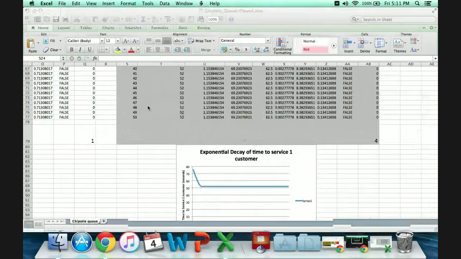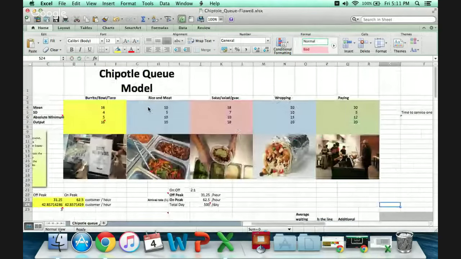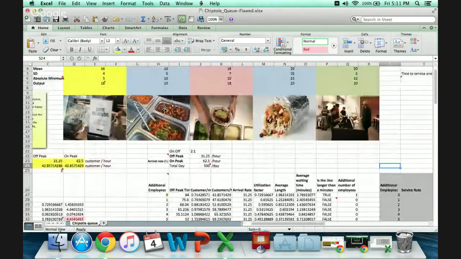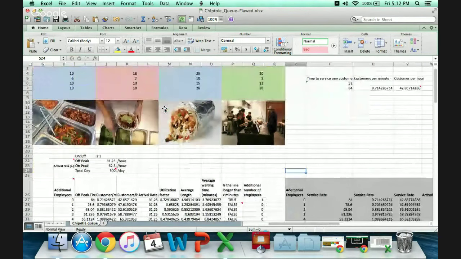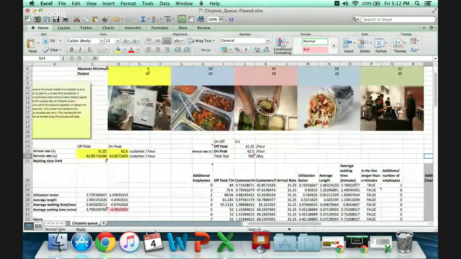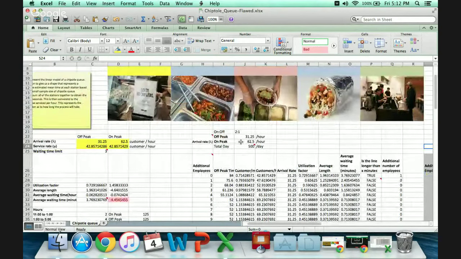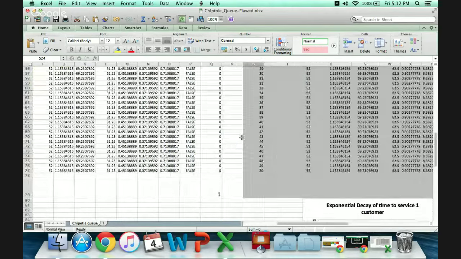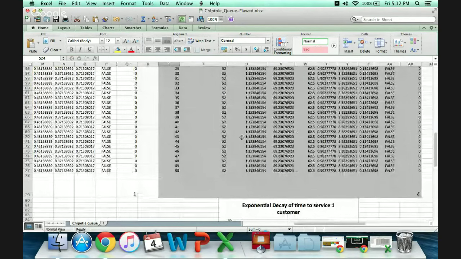So now we'll go to our flawed model. And here we only use the mean. So there's no uncertainty in the arrival rate, and there's also no uncertainty in the service rate. So service rate is going to be a constant 52, and the arrival rate is going to be constantly 31 and 62 about. And so this model predicts that we need 1 and 4 additional employees respectively for the off-peak and on-peak.